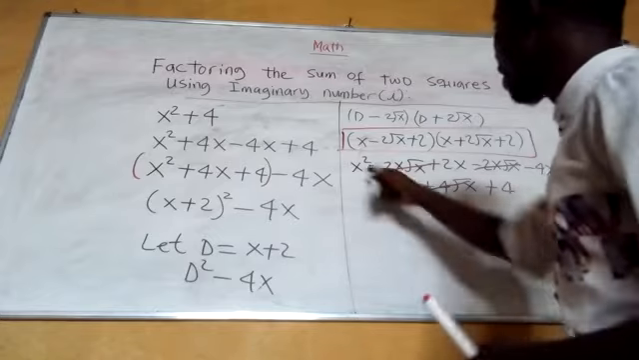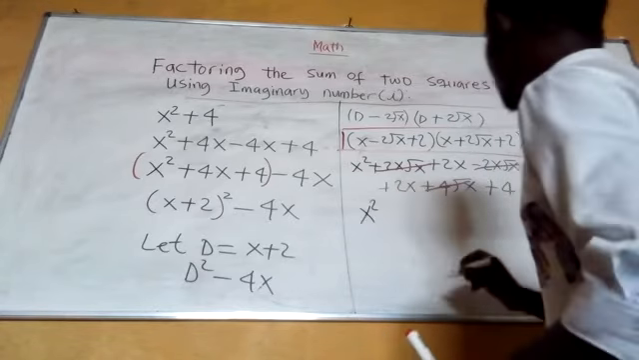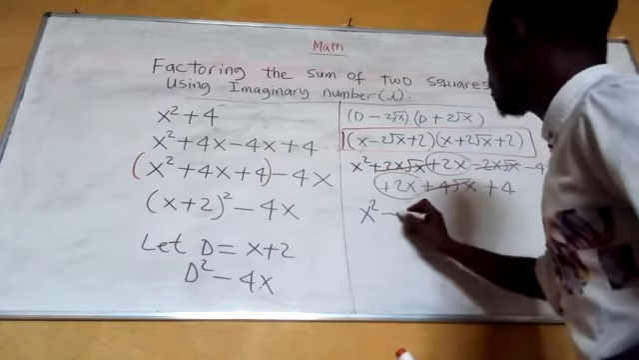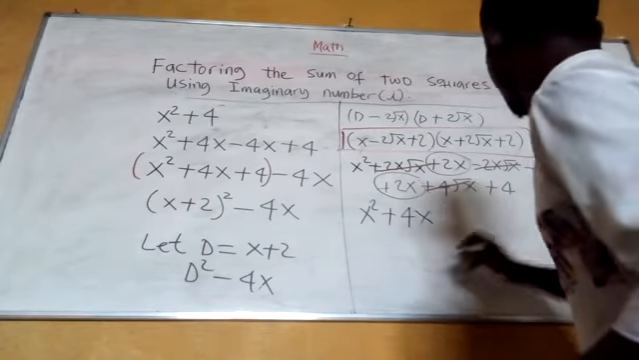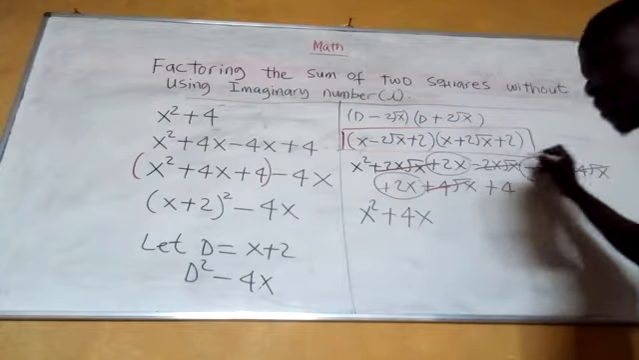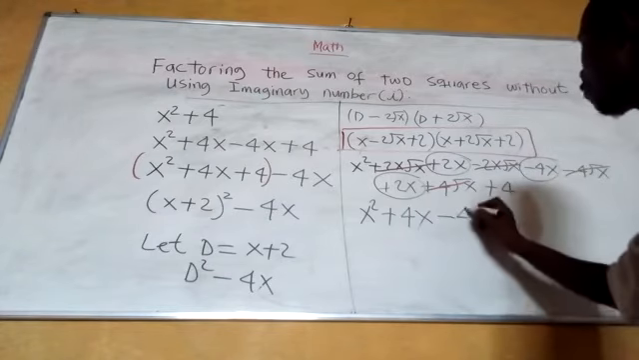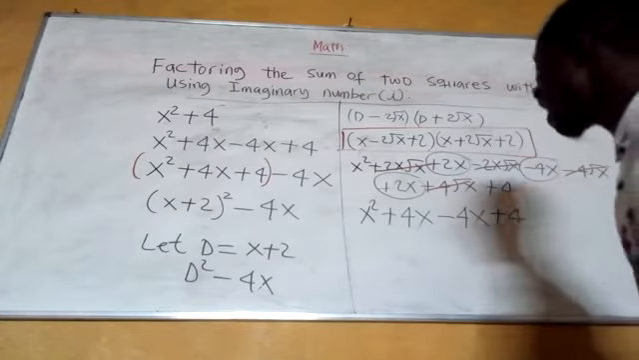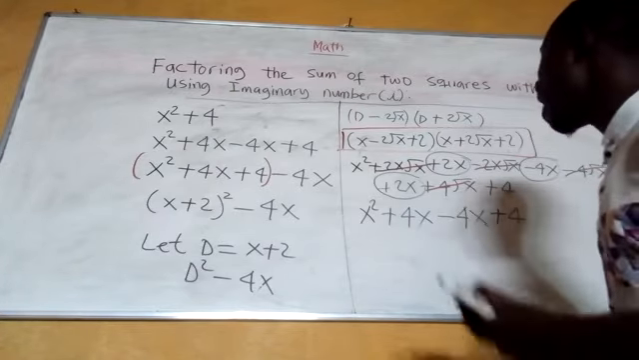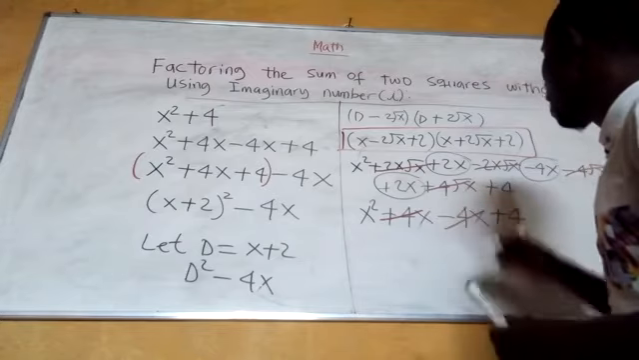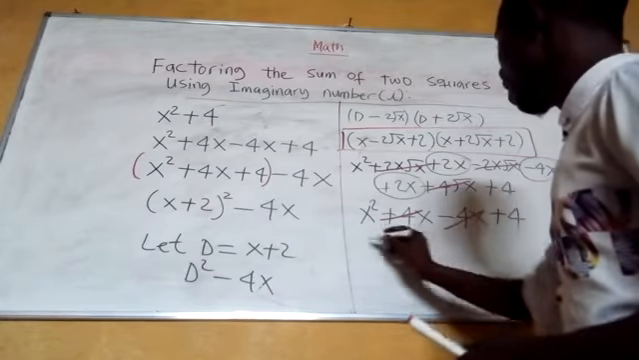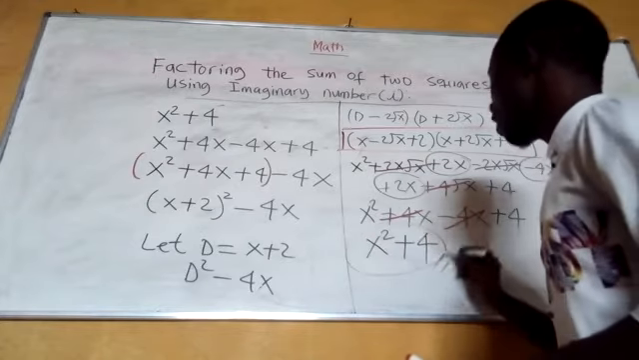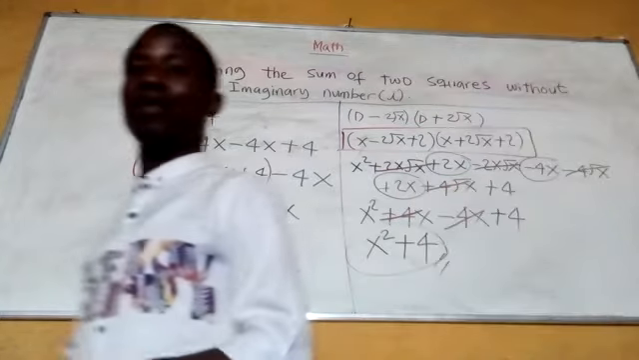Now we are left with x squared. We can see that positive 2x and positive 2x can be added to positive 4x. Now we have minus 4x, so we write our minus 4x down, plus 4. We can now see that positive 4x and negative 4x cancel out. We are left with x squared plus 4. You see how God is wonderful. So let's give God the praise.